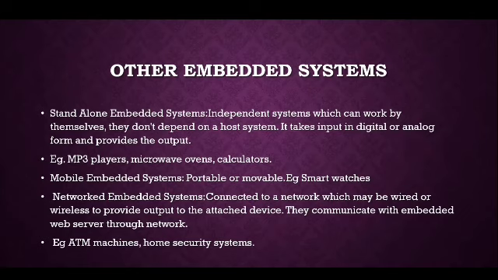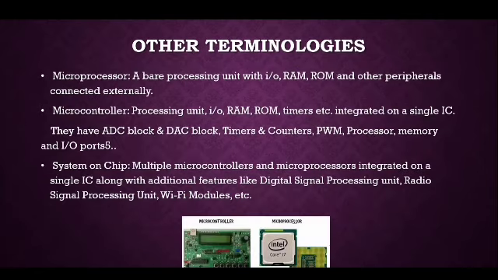And network embedded systems, where the electronic devices are connected with the network and do some specific operations. They are connected to a network which may be wired or wireless to provide output to the attached device. They communicate with an embedded web server through the network. Examples of network embedded systems are ATM machines, home security systems. Other terminologies related to embedded systems are microprocessor and microcontrollers.